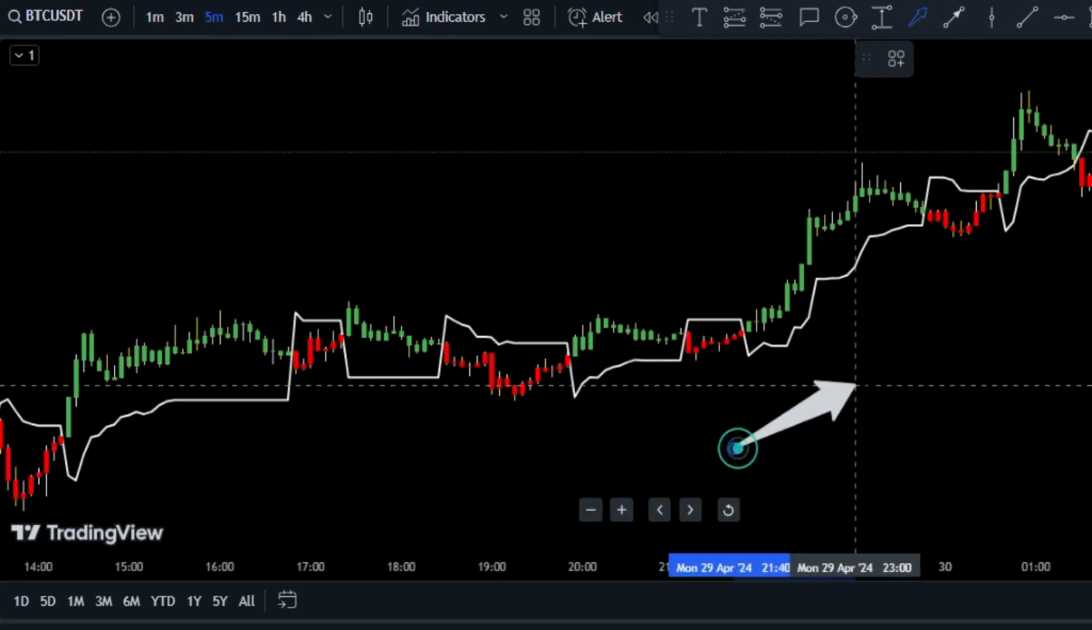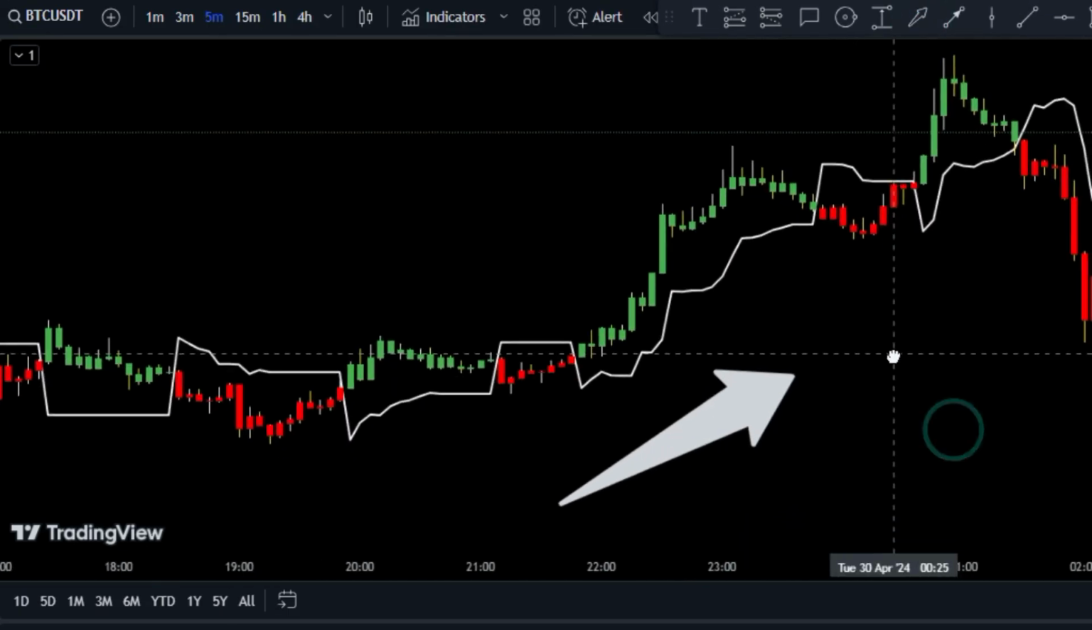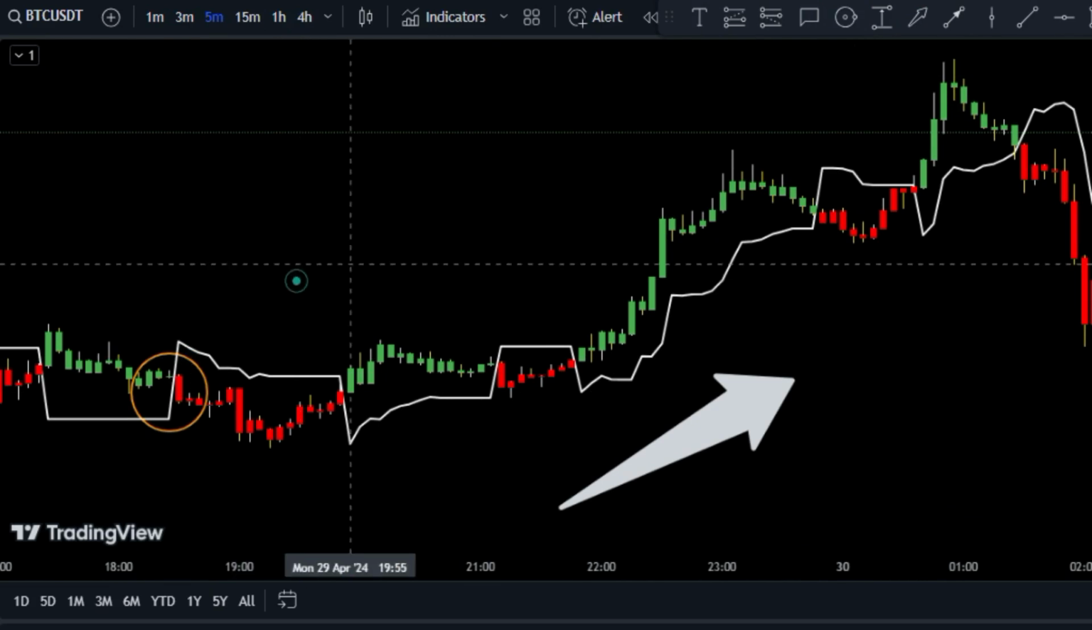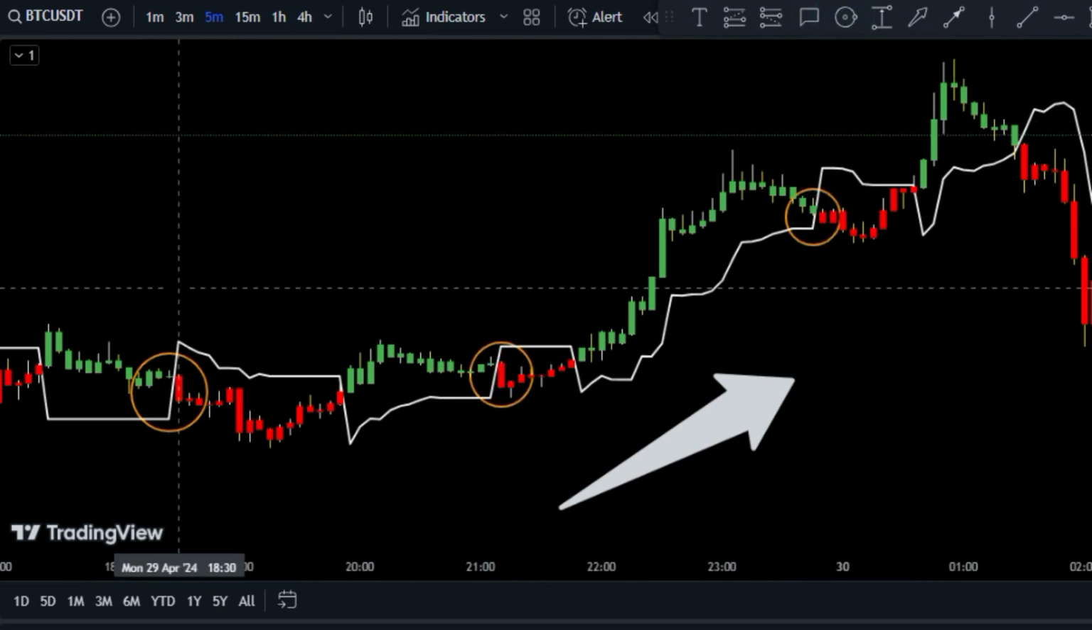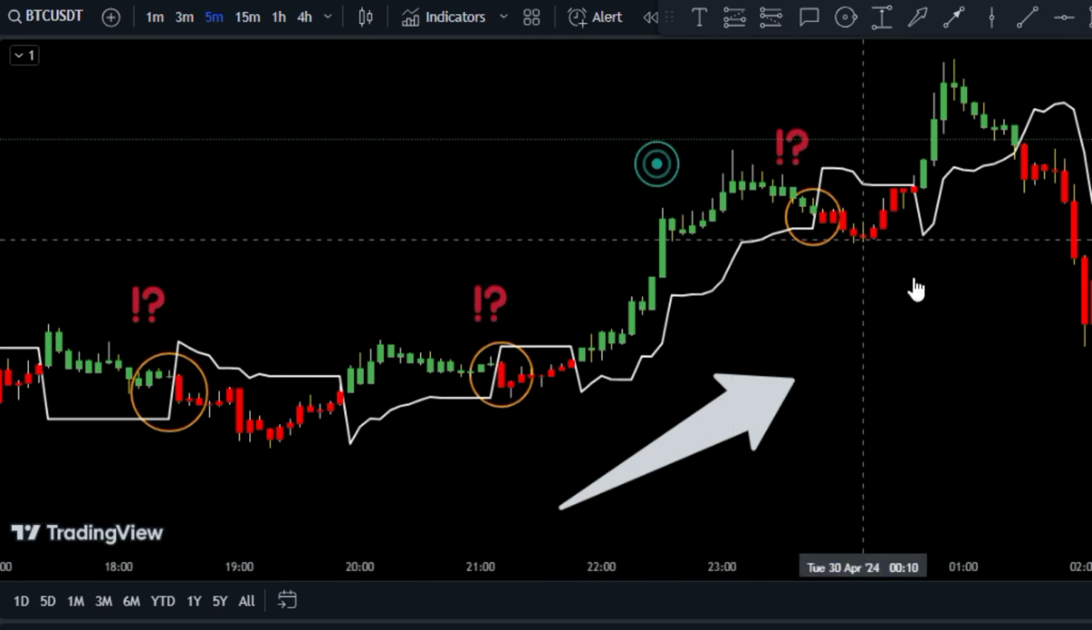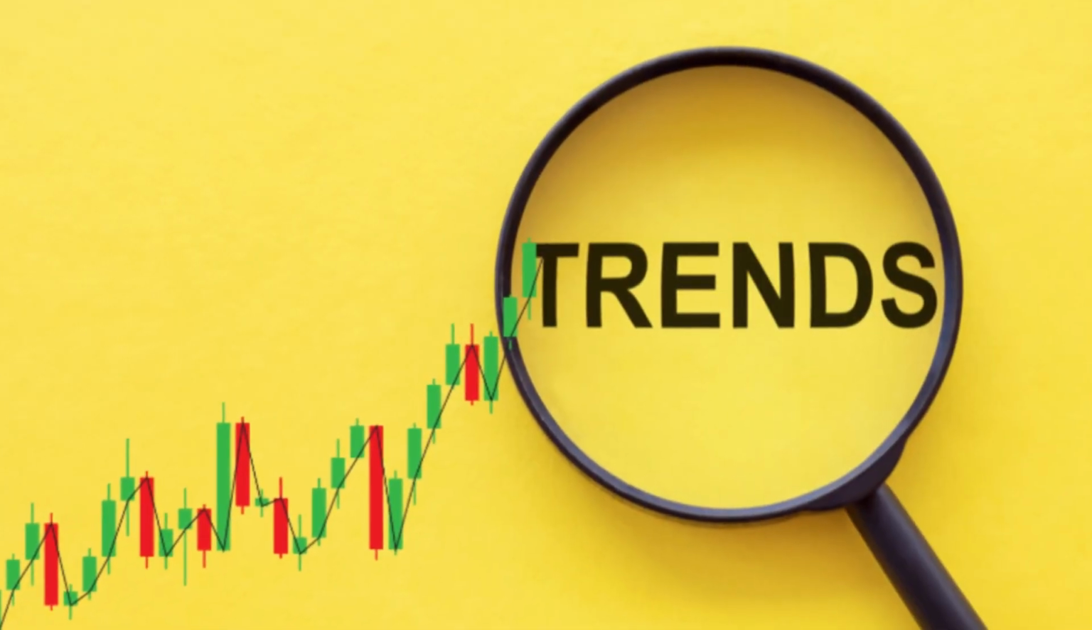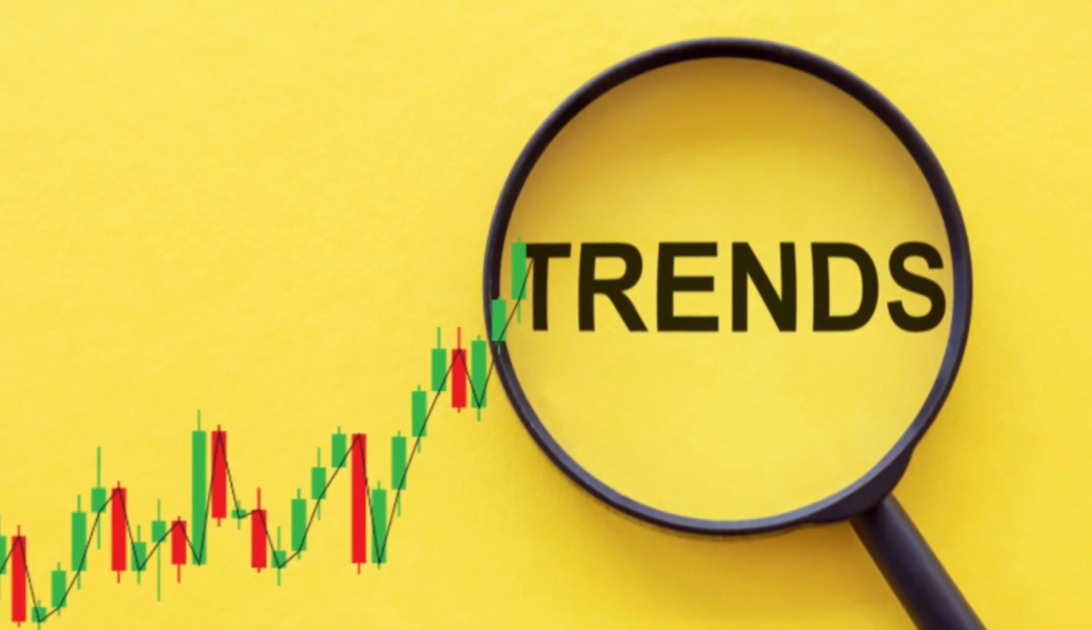Now you might notice that sometimes the Trend Trader Strategy gives you counter trend signals, kinda like these examples here. Don't worry. We've got your back. To tackle this, we'll need to figure out the trend direction, and I'm here to help you do that accurately.